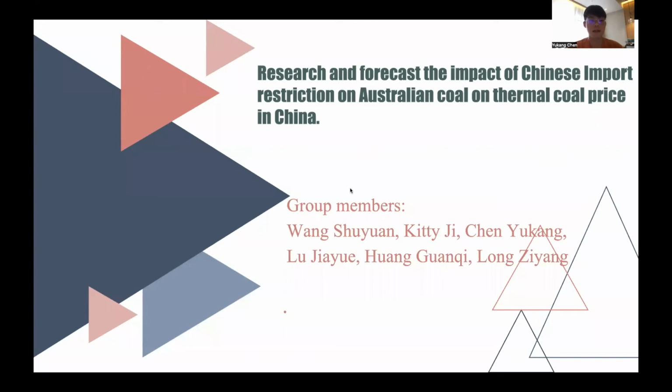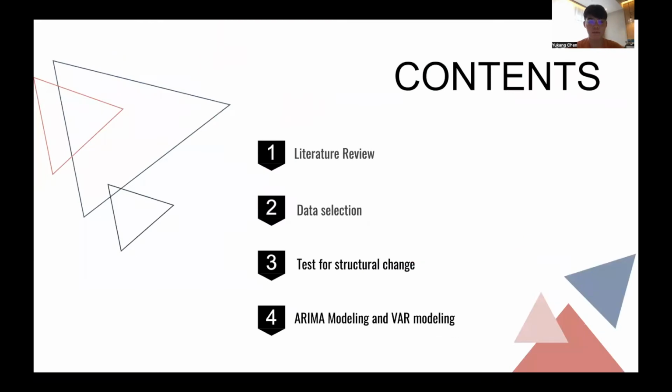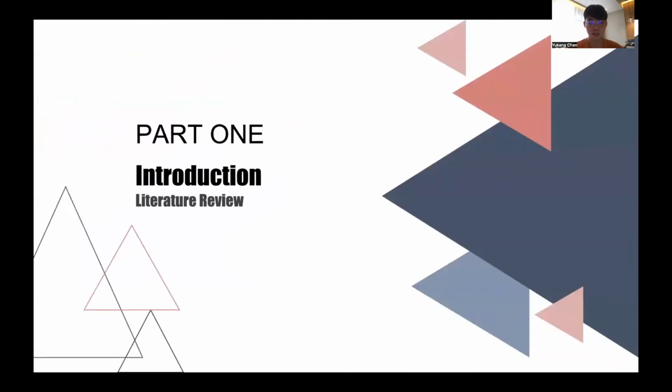I'm Yukang. The topic of our presentation is to research and forecast the impact of Chinese import restrictions on Australian coal on the thermal coal price in China. This is what we are going to cover today. And moving on to the introduction.